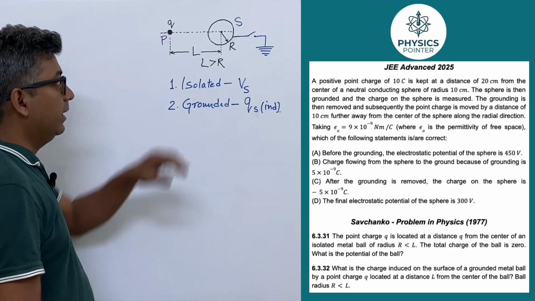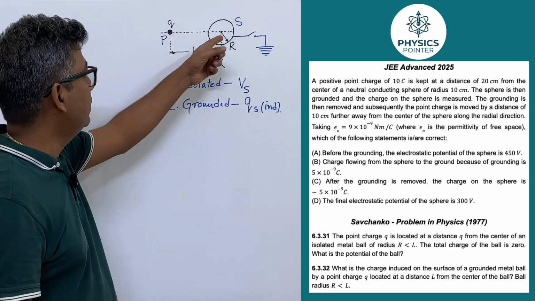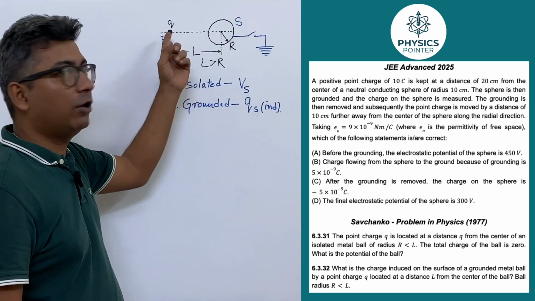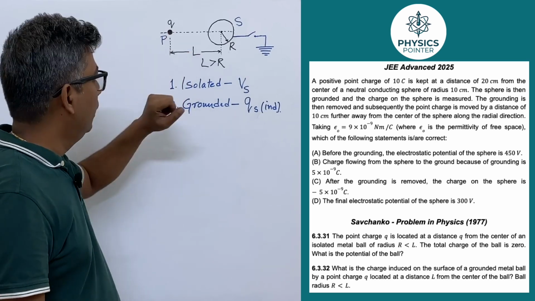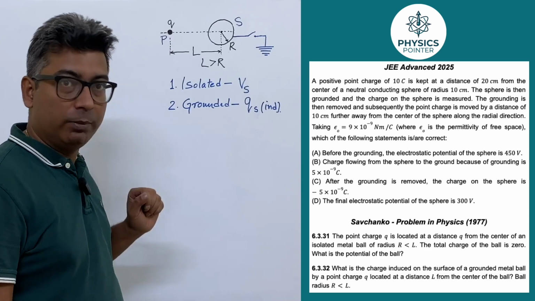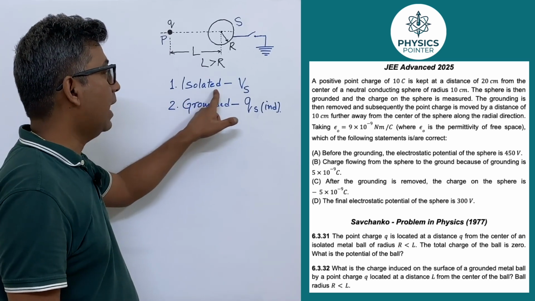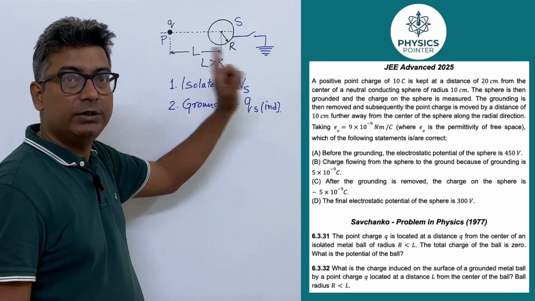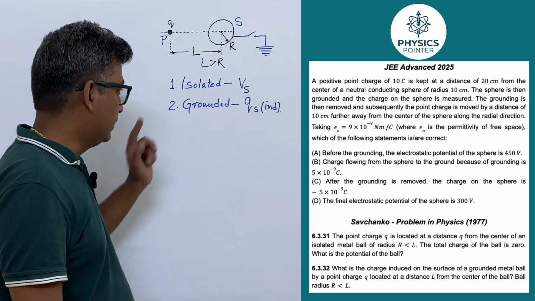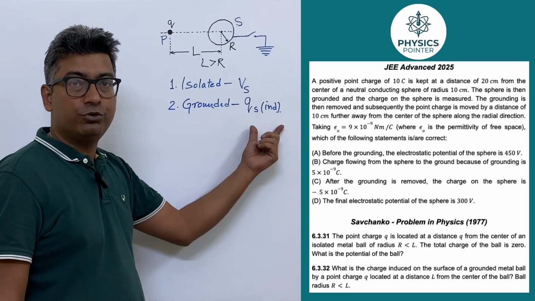What it says, there is an isolated conducting sphere, which is at a distance of L from a point charge Q, and it is also provided that L is greater than R. The first problem says, if it is isolated, what is the potential of the sphere? The second problem says, when it is grounded, what is the induced charge?